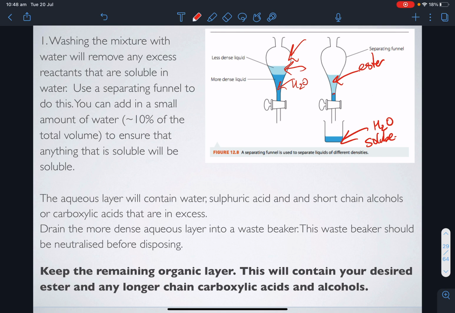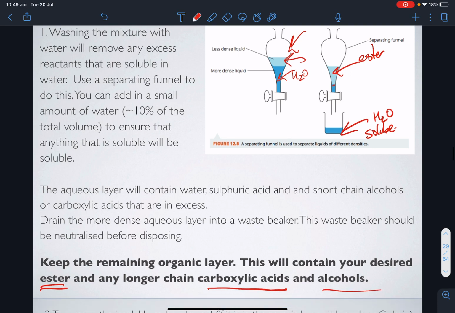Okay, so the aqueous layer will contain water and sulfuric acid, and it could contain short chain alcohols or carboxylic acids that are in excess, but probably not. It depends on the ones that we're using to make the ester. So drain the more dense aqueous layer into a beaker, and we'll put that aside and neutralize it, and we'll keep the remaining organic layer. This will contain our ester and, more than likely, our carboxylic acid and alcohols that haven't reacted. Only a very few short chain ones would be in the water layer.